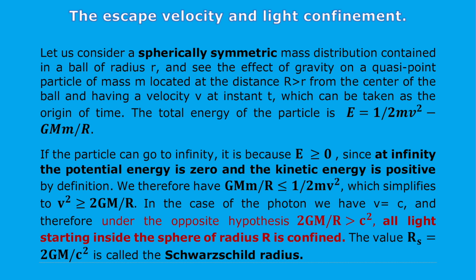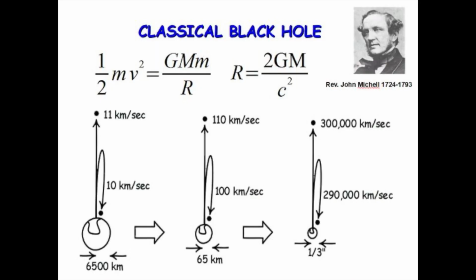The value Rs equals 2 capital G capital M over c squared is called the Schwarzschild radius. It is a precise value below which the escape velocity becomes larger than c for a given total mass capital M. At least that's what is written in Wikipedia, and this is summarized in the drawing describing a possible thought path by extrapolation from the terrestrial escape velocity.